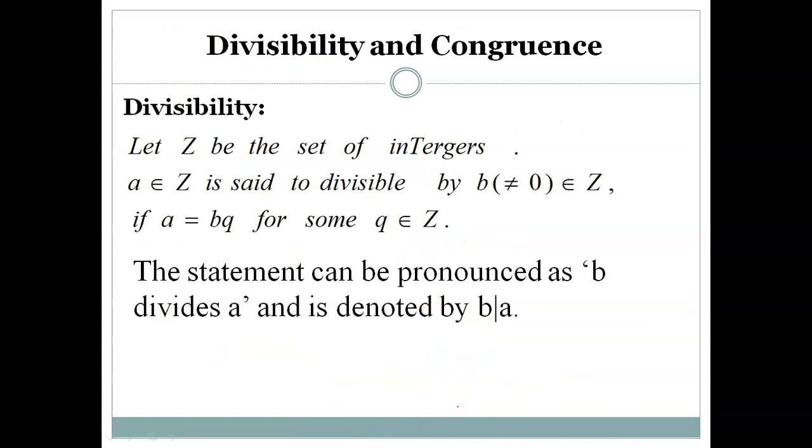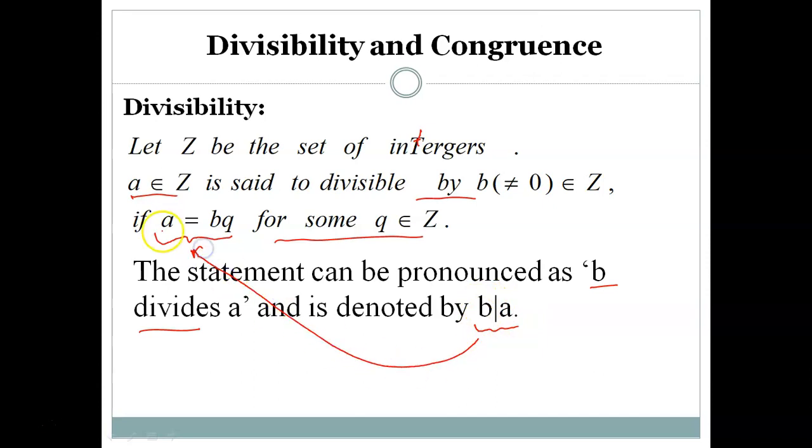Next is the concept of divisibility and congruence. Let Z be the set of integers, and A belonging to Z is said to be divisible by B, where B is non-zero and also belongs to Z, if there exists some integer q such that A can be written as B into q. If B divides A, the statement is pronounced as B divides A, and mathematically it is denoted by B, this vertical line, and A. Mathematically its meaning is that A can be written as B into some integer.